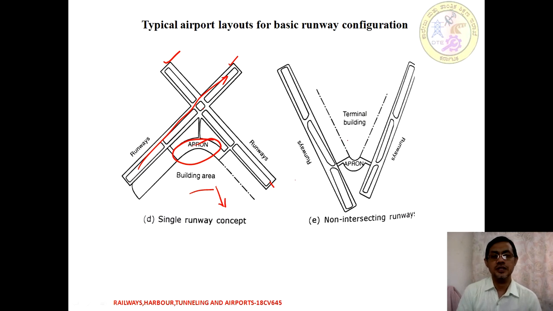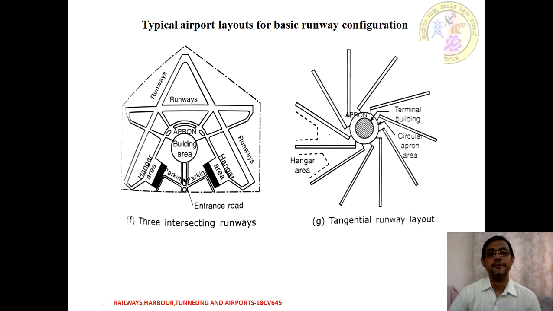If it is a non-intersecting type, both the runways are in a V shape but not intersecting. In such cases the apron is interconnected, and on the other side we have a terminal building or any other facility. So that is how the orientation of a runway plays its role in deciding the geometry or layout of the other components of an airport.